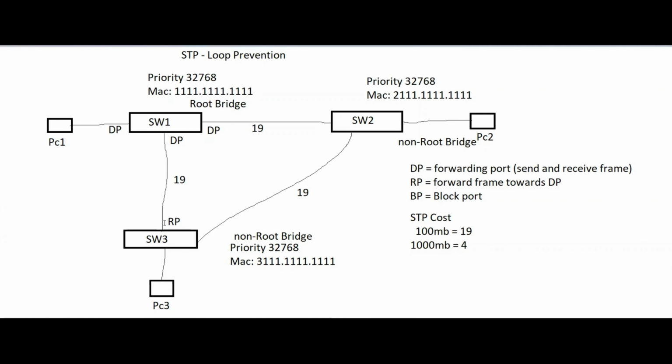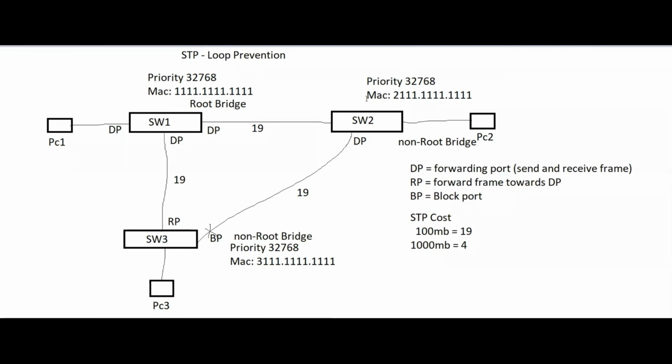Every non-root bridge switch will have a root port. After that, this link is expensive for switch 3, so something has to block. So this port will be blocked, or this port will be blocked. It depends on the MAC address. The higher the MAC address, that port will be blocked. So this port will be BP. BP means block port. And every link must have one DP. This one will be DP, because every link must have one DP. So this port will be DP.